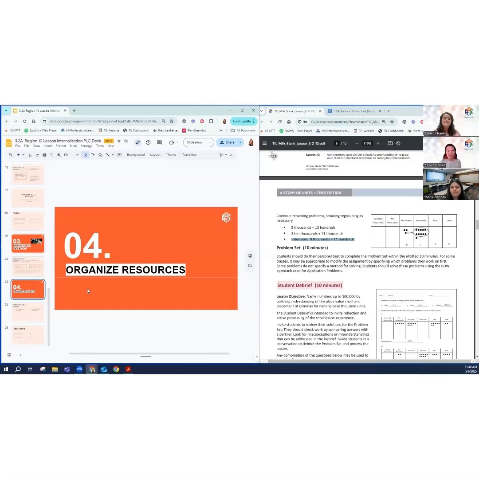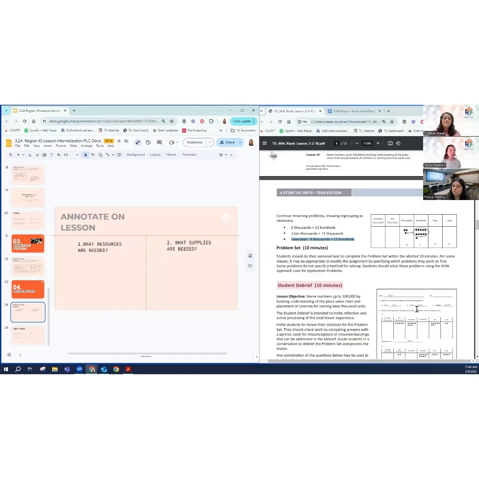Okay, so last but not least, organizing our resources. What do we want to make sure that we have on hand for this specific lesson? What resources are needed? What supplies are needed? Yeah, I actually started making a list. I just jotted it on page 110 as we've been talking. So here's what I have so far.